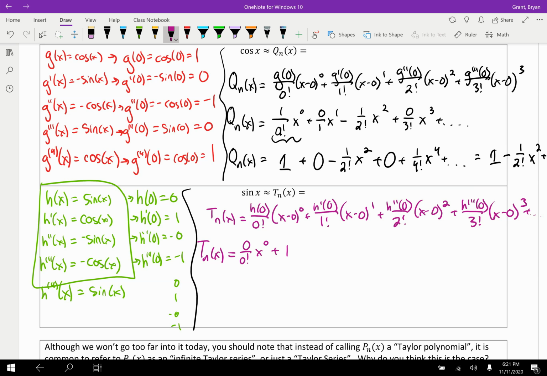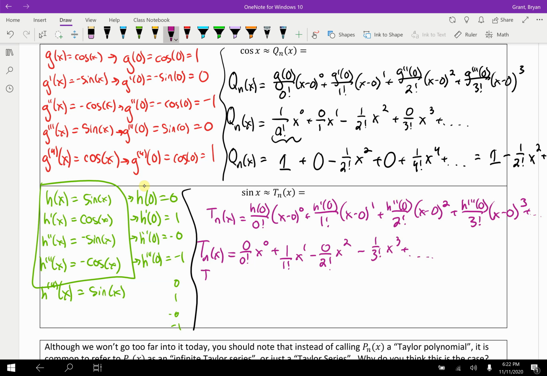Just making sure I didn't make any mistakes, but I think this is okay. Plus 1 over 1 factorial, x to the first, minus 0 over 2 factorial, times x squared plus, nope, this one's minus, isn't it? Minus 1 over 3 factorial, x cubed, so on and so forth.